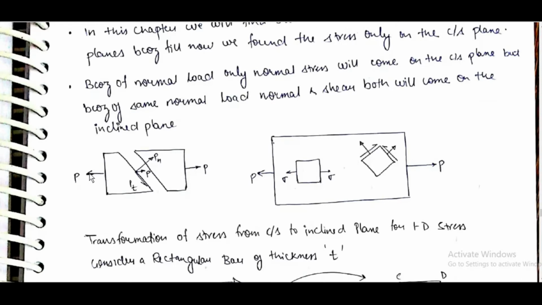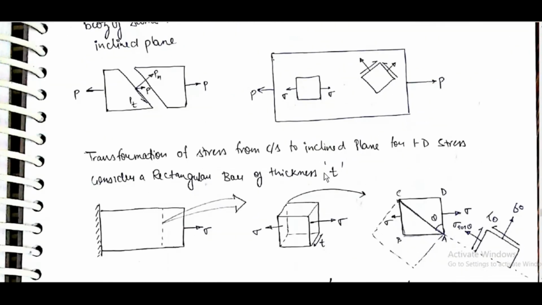For example, let's take only axial load P applied. In this cross section, only sigma will be there, but in this inclined cross section, P will be resolved into Pn, the normal component, and Pt, the tangential component. Due to that, both sigma and shear will be there.